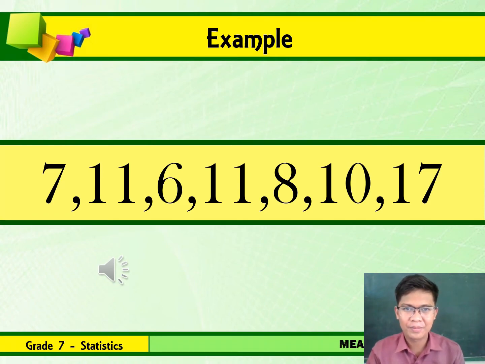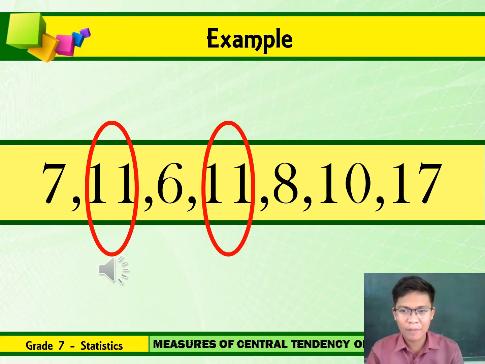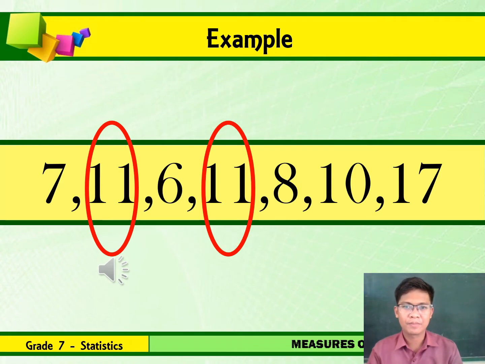Anyone? The mode is 11 because it appears twice in the set of data. Very good. Since 11 is the most frequent number in this set of data, we can say that the mode here is 11. Am I clear? Next.